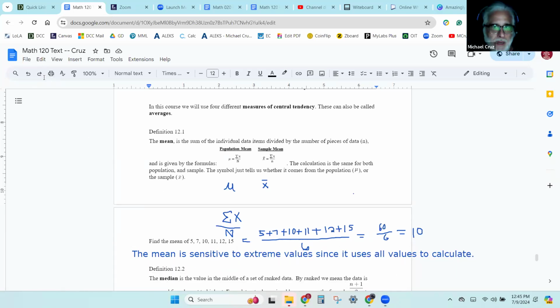Now, the median is different. The median, mean, median. It's a value that's in the middle of a ranked data set. When I say ranked, it means that all the values are sorted from low to high, and then it'll be the value in the middle.